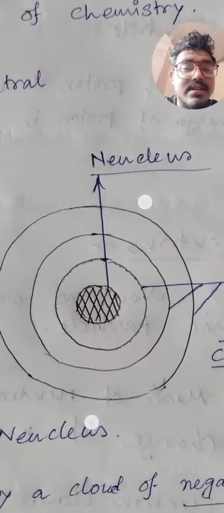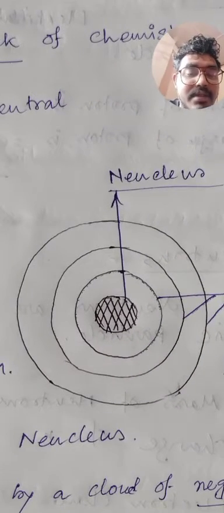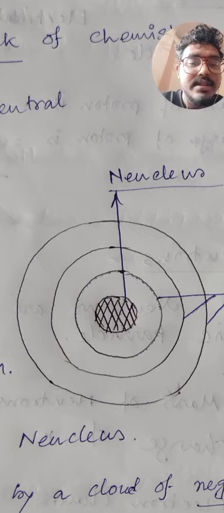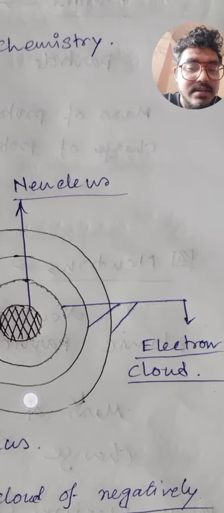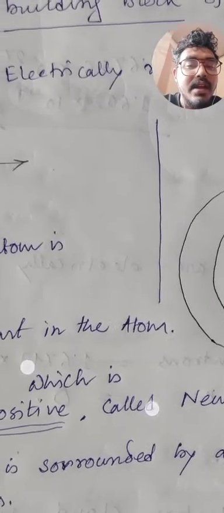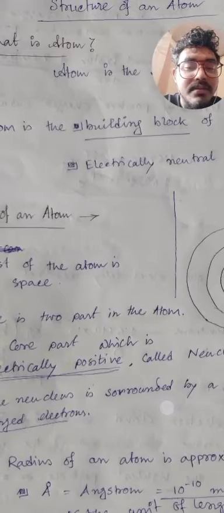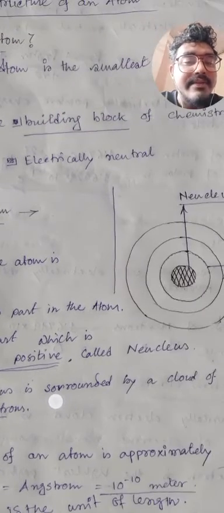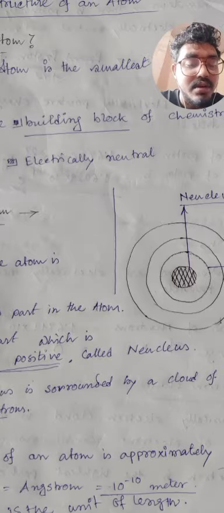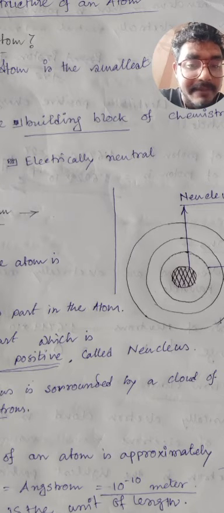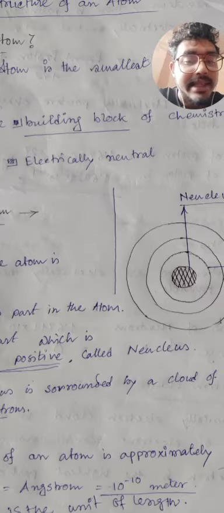Here you see the diagram of an atom, that there are two portions. One is the core, which is shaded, called the nucleus, and the outer portion I mentioned is the electron cloud. Most of the atom is huge space, but the space is totally empty. Most of the part is empty.